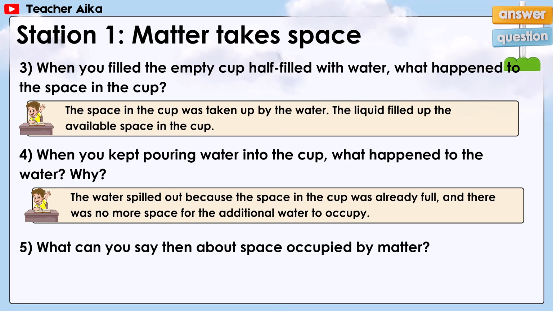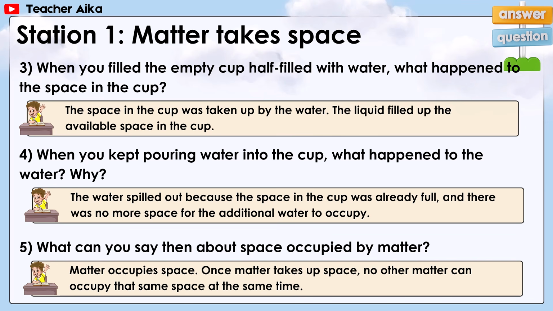Number 5, what can you say then about space occupied by matter? The answer: matter occupies space. Once matter takes up space, no other matter can occupy that same space at the same time.